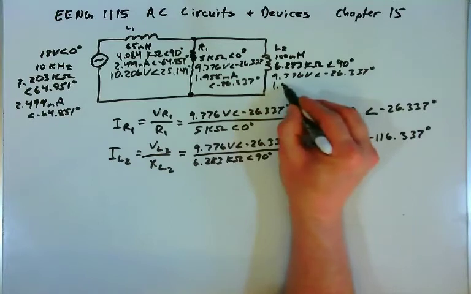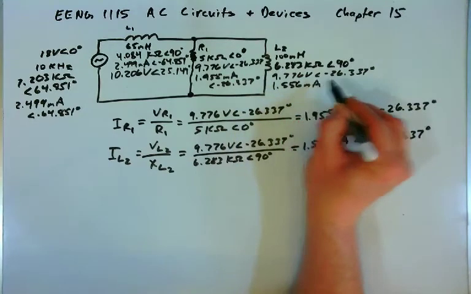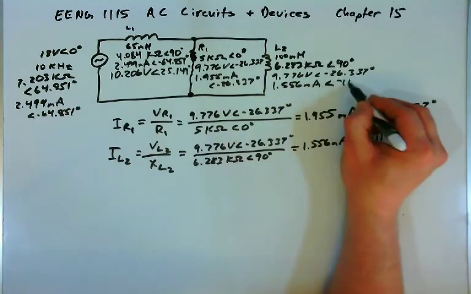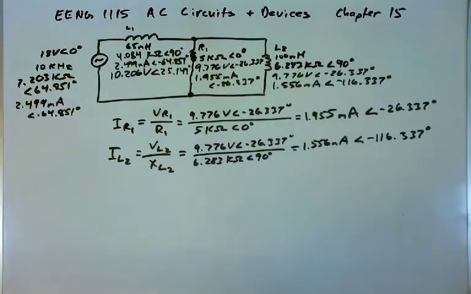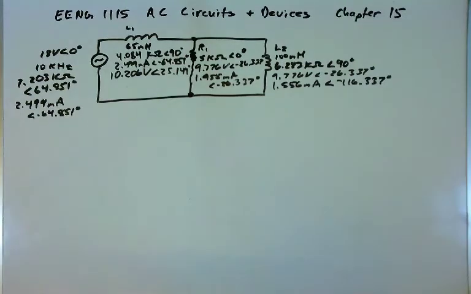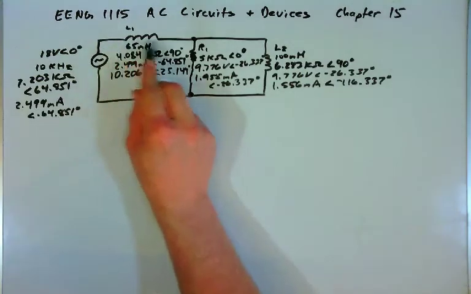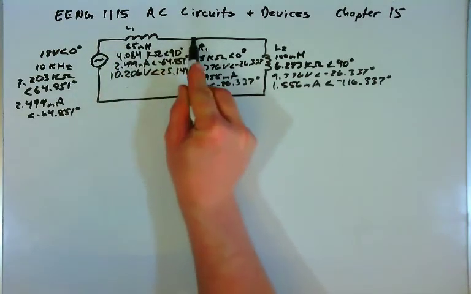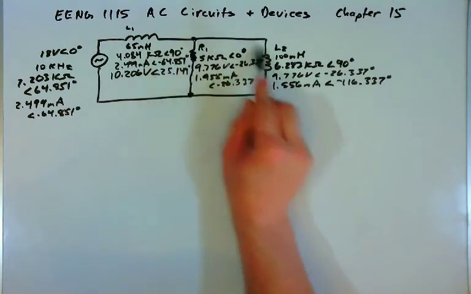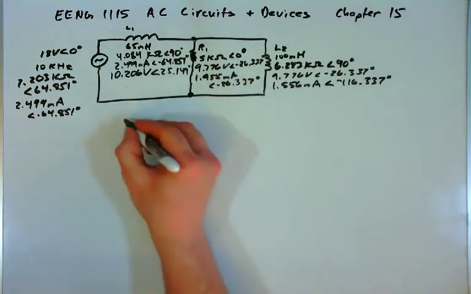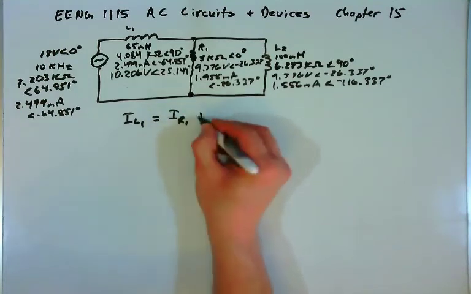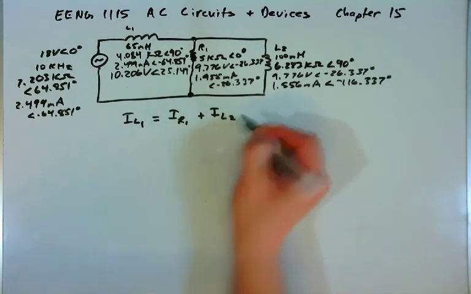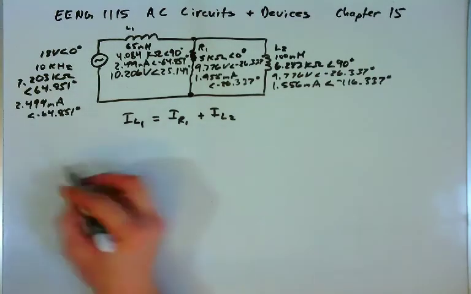So now we know the current through L2. We have 1.556 milliamps at an angle of negative 116.337 degrees. Now that we know the currents everywhere in the circuit, we're going to want to check our answers using Kirchhoff's current law. And so we have current in L1, and when that current reaches a node, it will split. Some of the current goes through R1, some of it goes through L2. And so the current through L1 should be equal to the current through R1 plus the current through L2. And so we'll check our answers this way.